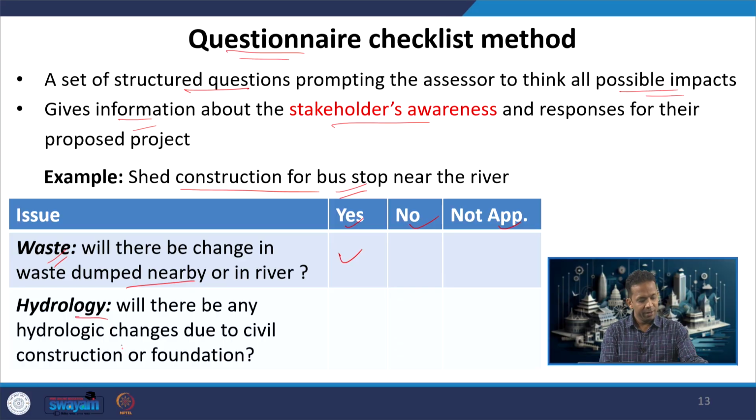Hydrology: will there be any hydrological changes due to civil construction or foundation? There may or may not be, because it is not a very big construction, but it will depend on the hydrological property of that area.